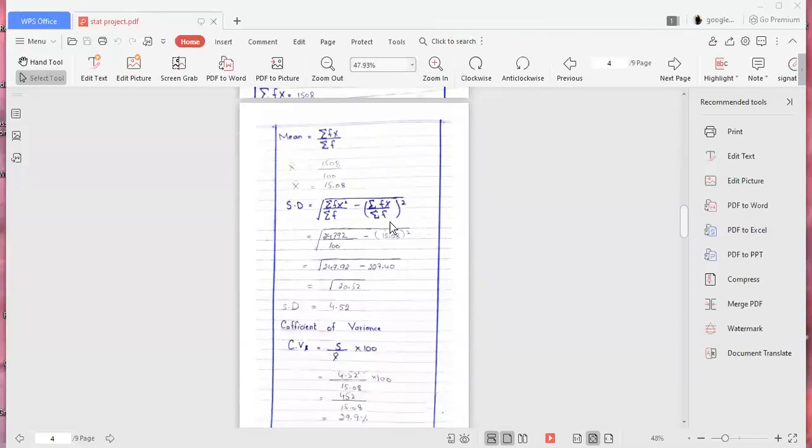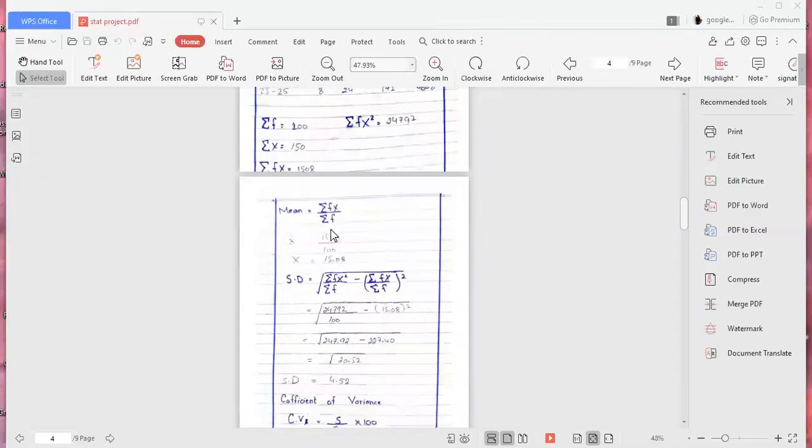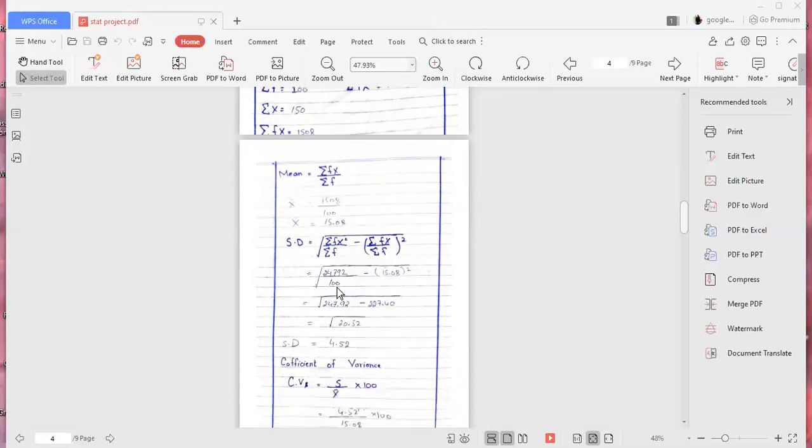Now it's our requirement that we have to find the standard deviation. For standard deviation, first of all, I will find the mean. Mean is equal to summation of f of x divided by summation of f. As I know, summation of f of x is equal to 1508 and summation of f is equal to 100. So 1508 divided by 100 gives you 15.08.